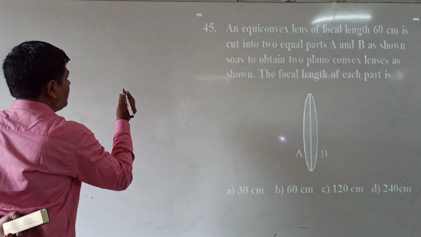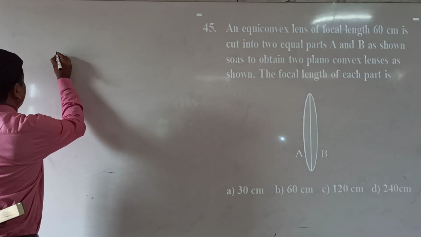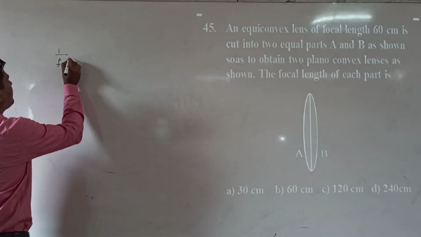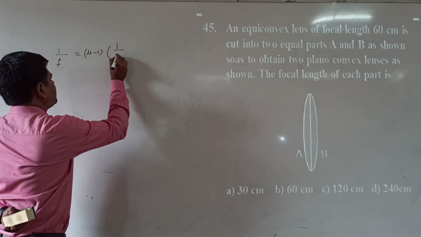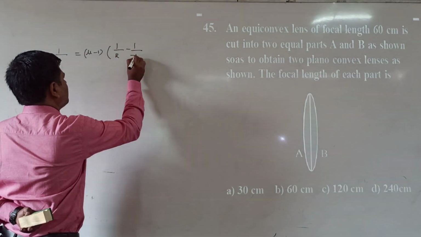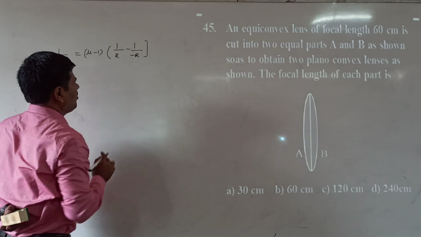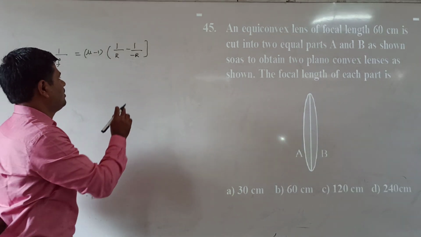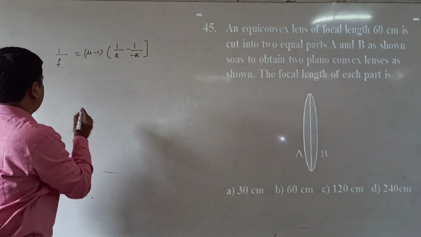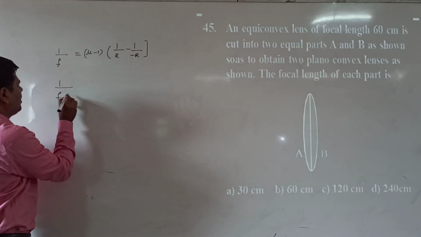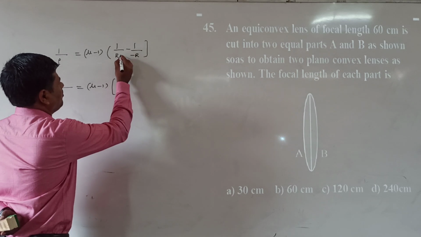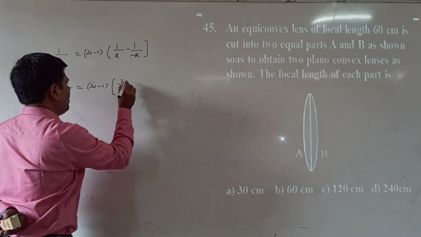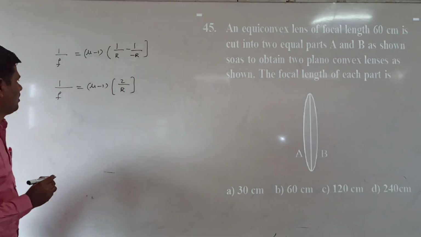Now first of all, for the equiconvex lens, the focal length formula we know: 1 by f is equal to mu minus 1, equi means the radius is the same, into 1 by r1 minus 1 by r2, this general formula. In the place of r2 we can take minus r. Now what are we getting here? 1 by f is equal to mu minus 1 into 1 by r plus 1 by r, which is equal to 2 by r. Now we are getting this value.